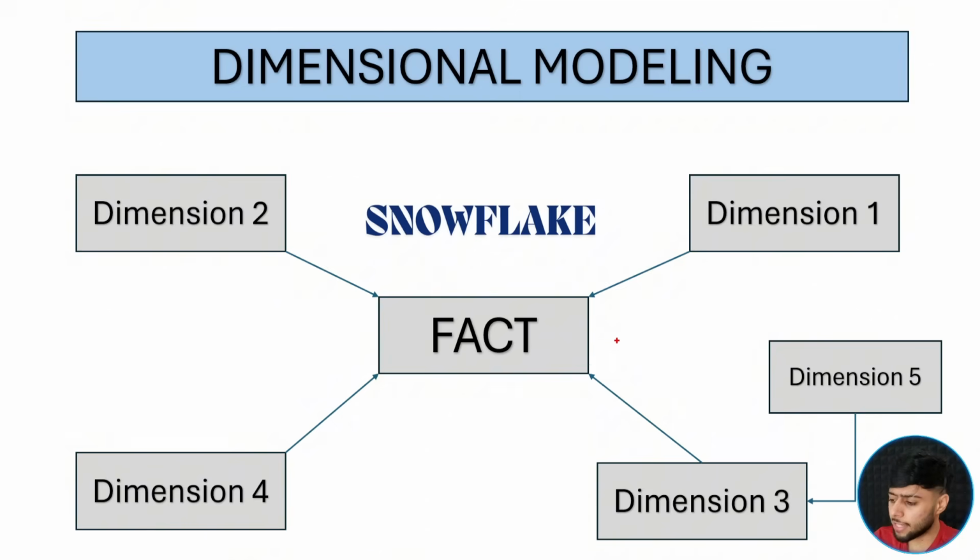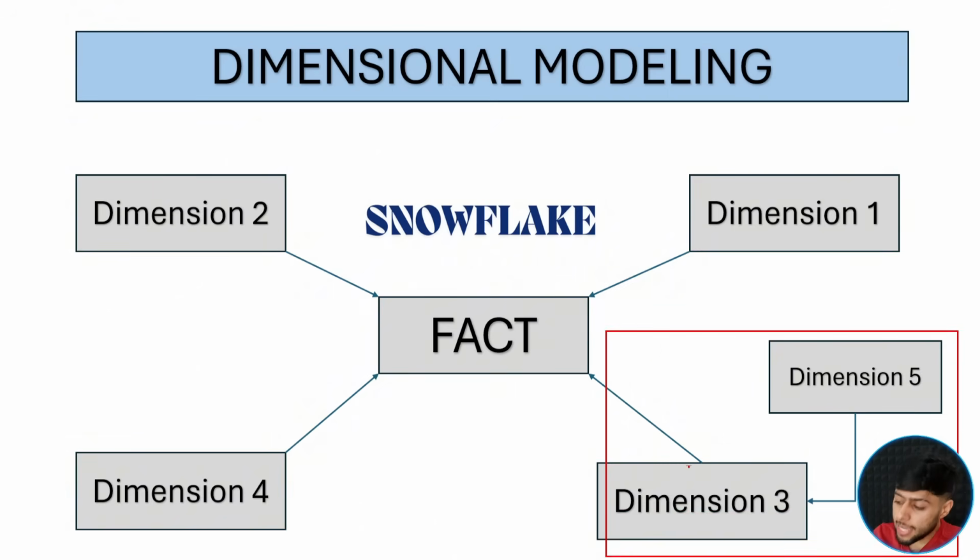But if you just look at these dimensions, dimension 3 is directly attached to the fact table, but dimension 5 is indirectly attached to the fact table. Why and how? Because dimension 5 is attached to dimension 3, obviously. So when it is attached to dimension 3, it is indirectly attached to the fact table. When we have a kind of hierarchy within the tables, we call it a snowflake schema.